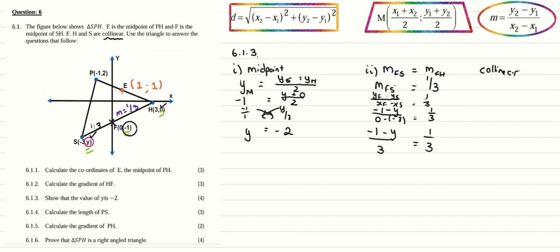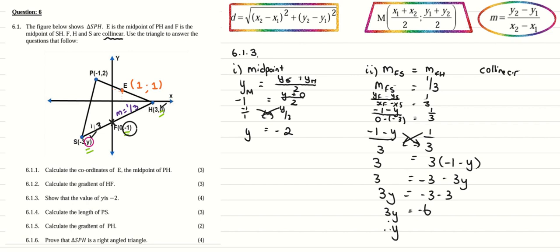We now have to go ahead and cross multiply. So 1 times 3 is 3, and then we need to multiply 3 with minus 1 minus y. So this works out to be minus 3 minus 3y, and then what we can do is bring the 3y to the left, take the 3 over, so that 3y is negative 6, making y negative 2. Okay, personally I like this option, but this one is also right. So you have successfully proven that the value of y is minus 2, and so we now have this point S as minus 3 and minus 2.